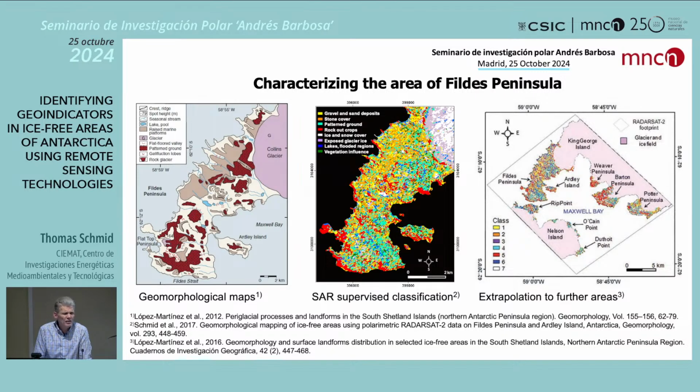As I said, a lot of these ice-free areas are quite small. Here in Fildes Peninsula, we're talking of an ice-free area of about 28 or 30 square kilometers. But they can be much smaller, 1 square kilometer. So these are not really accessible areas, but we can use our model to go to a wider area.